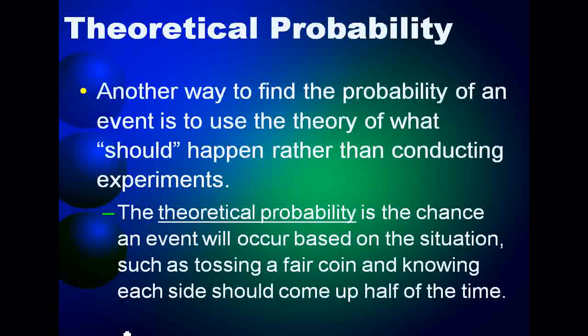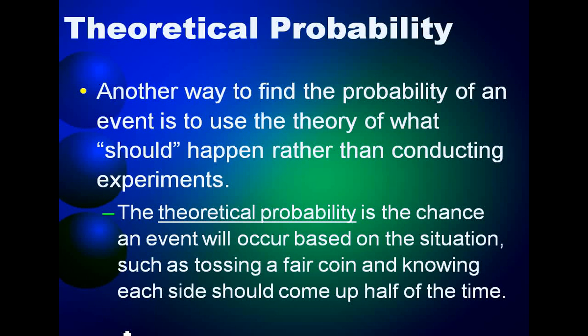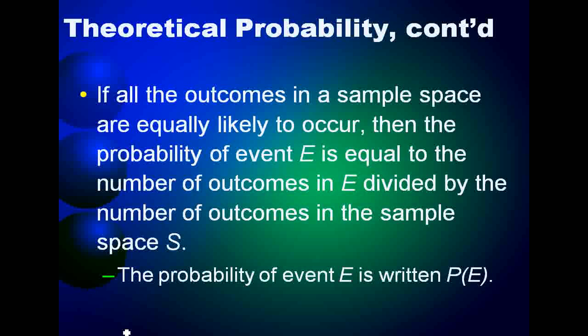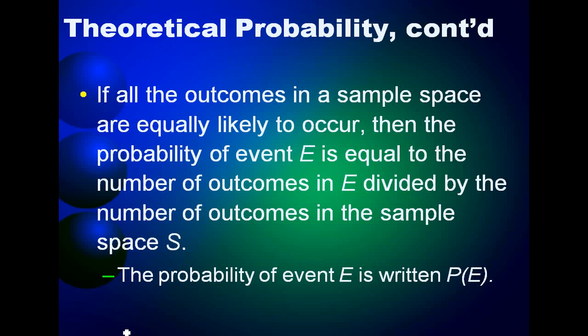Theoretical probability is if we lived in a perfect world, this is what should happen. So what we do is we write out our sample space, and we've talked about how to write out a sample space. You count how many of the outcomes are in your event, put that number over the number of items that are in your sample space.